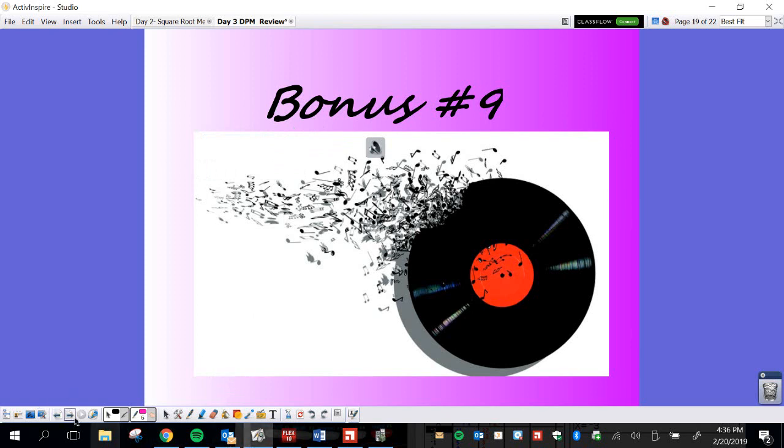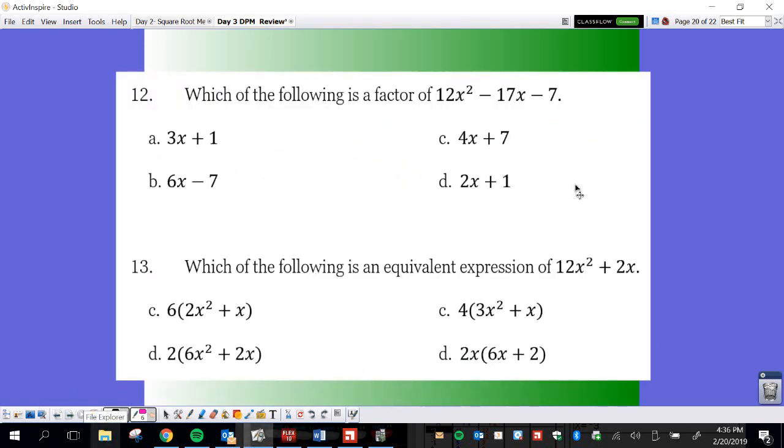Okay, and our last set of questions, 12 and 13. So number 12, which of the following is a factor of 12x squared minus 17x minus 7? Okay, so this is one of those problems where it's not giving us both of our factors, it's only giving us one, and so that means we're going to have to actually factor it out in order to find out which one of the factors it is that they're giving us.